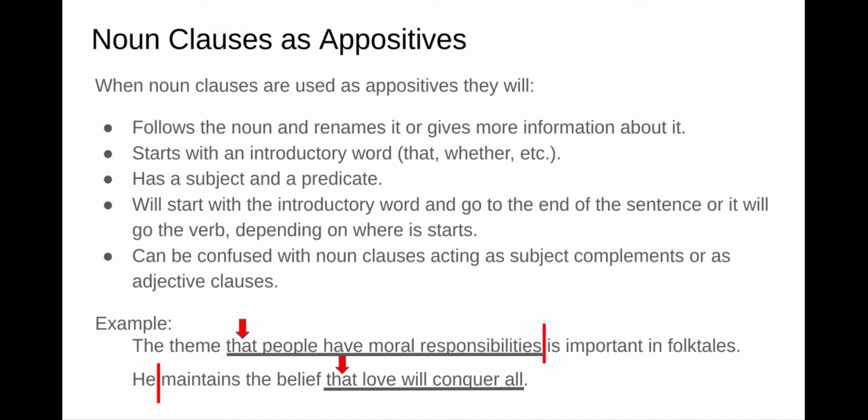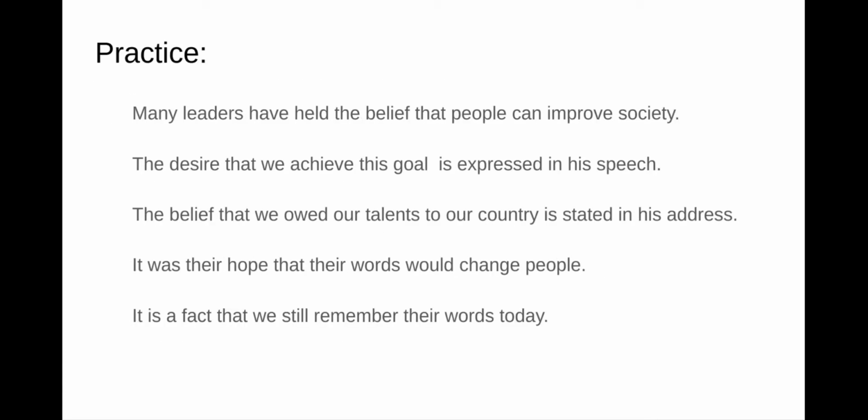So you can see these are a little bit harder to find just because they're going to follow a noun anywhere in the sentence. So the easiest thing to do is find the word that or find one of those other introductory words. And then it's a matter of knowing when to stop. So again, if it is before the main verb, you're going to go from your introductory word to the main verb. If it's after the main verb, you're going to go with that introductory word to the end of the sentence. So let's practice a little bit.